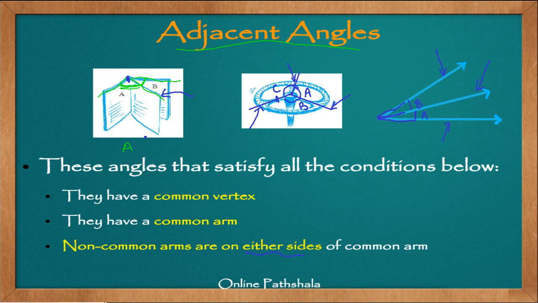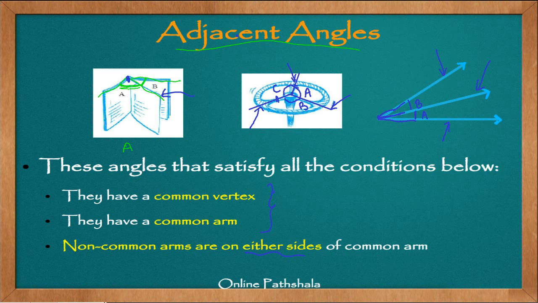To summarize, adjacent angles are those angles that satisfy all the conditions below. Each and every condition must be satisfied: having a common vertex, a common arm, and non-common arms on either side of the common arm. This is the mathematical definition. But intuitively, adjacent angles are simply angles placed side by side with one arm common. That is a very intuitive definition of an adjacent angle.